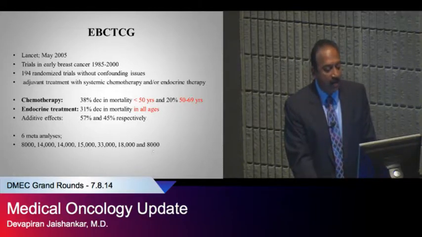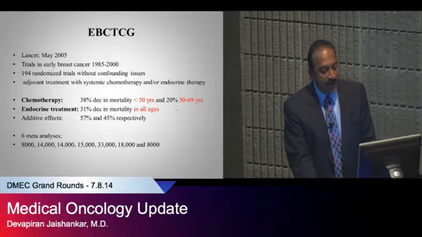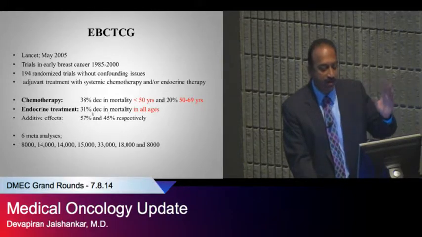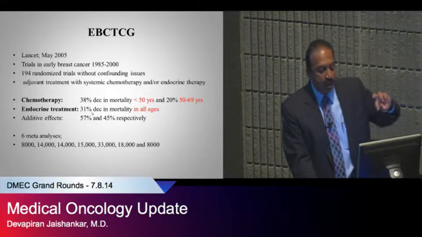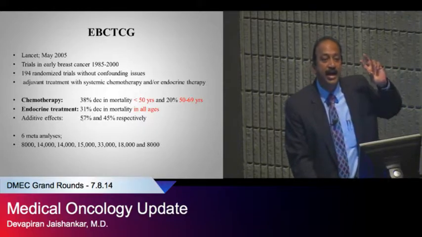And they were powered enough to show that chemotherapy decreased mortality by 38% in the young patient and 20% in the older patient, and that endocrine treatment brought down mortality by 31%. These are relative reductions in mortality. The two, the chemotherapy and endocrine treatment, are additive.